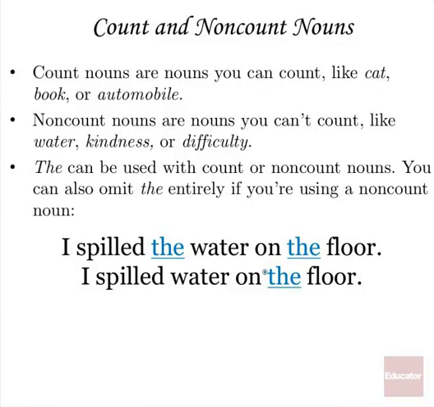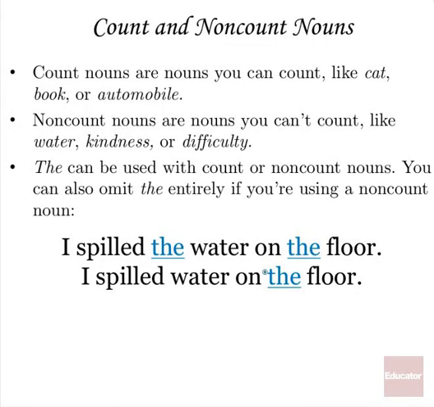All right, count and non-count nouns. Do you use the for those or not? Well, first of all, what are count and non-count nouns? Count nouns are nouns you can count, like cat, book, or automobile. 1 cat, 2 cats, 3 cats. It's a count noun. You can make it plural. Non-count nouns are nouns that you can't count, like water, kindness, or difficulty. You don't say 1 water, 2 waters, unless you're actually talking about bottles of water, in which case it's an idiom and a separate issue.